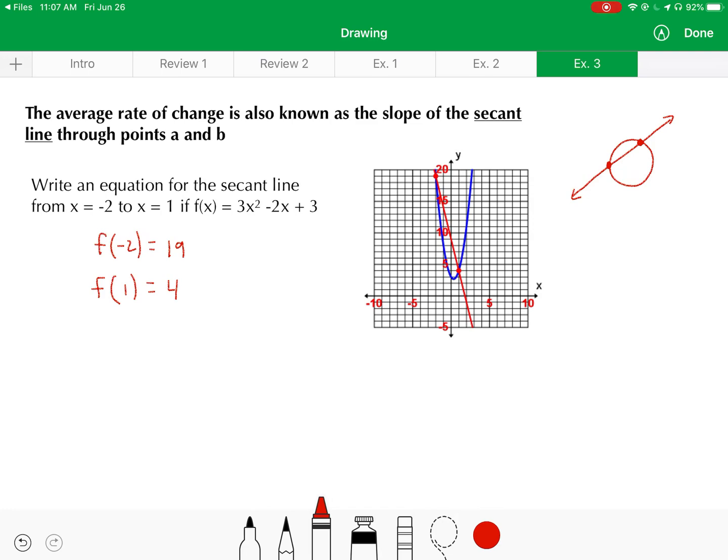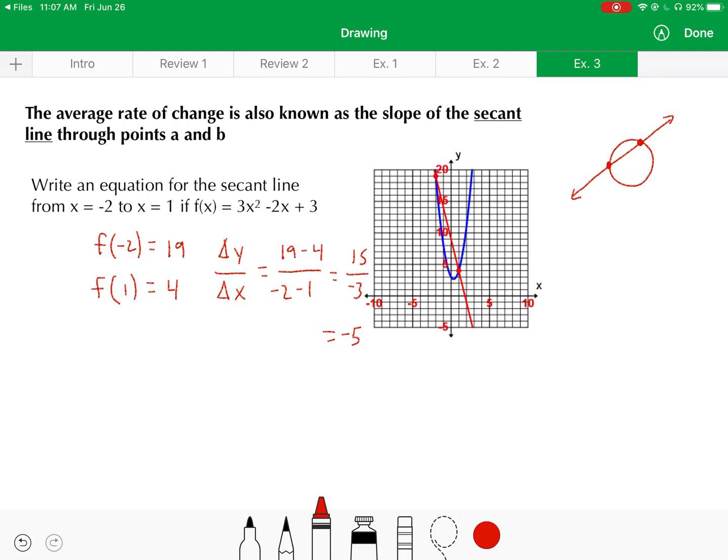If you didn't have the graph in front of you, you would actually have to plug -2 and 1 in for x into the function and simplify to get your y's. So now I find that average rate of change between these 2 points. Again, essentially just like using your slope formula. All right, so that's going to turn out to be 15 over -3, which of course reduces to -5.